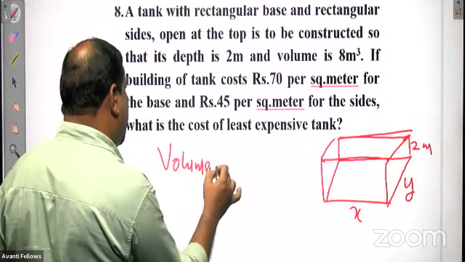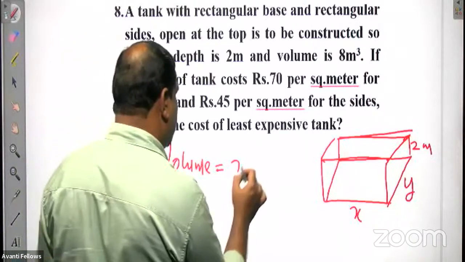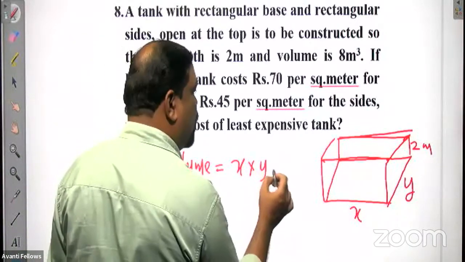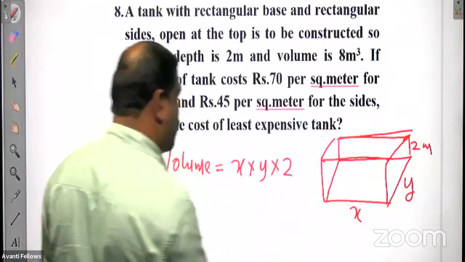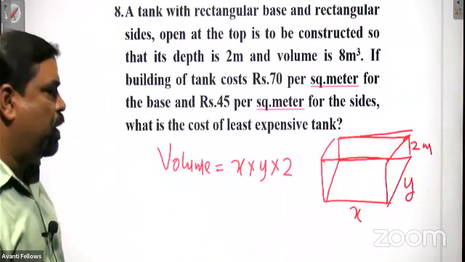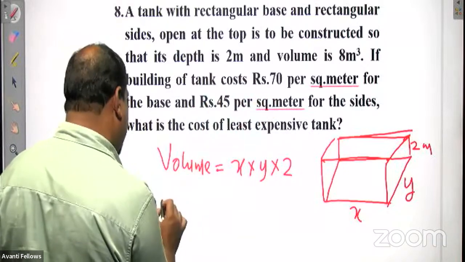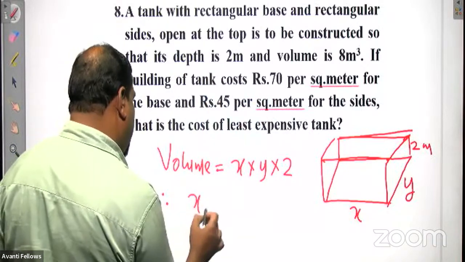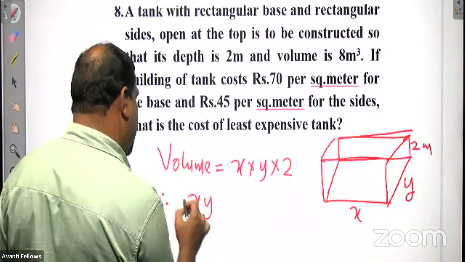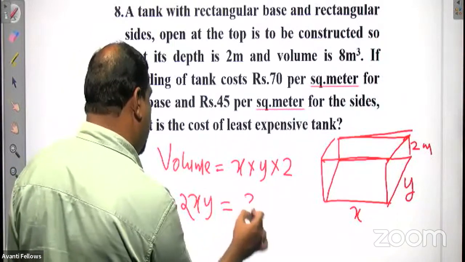So volume of the tank is equal to x into y into 2, no? Okay, so volume is given as 8. That means you will get x into y into 2, yeah, 2 into xy. That's equal to 8.